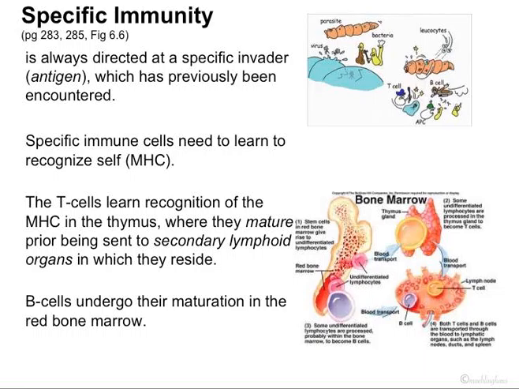And they mature there, and then after that they're sent to secondary lymphoid organs, which is where they live. And some of that is lymph nodes, for example. The B cells undergo the same maturation process, but they do that in the bone marrow, not in the red bone marrow. That's bone marrow for B cell.